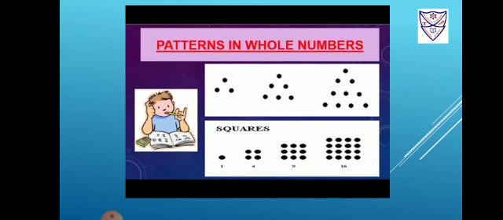Patterns in whole numbers. Now students, here what is used? Dots are used. So students, here you can see by using dots, which shape is made? Triangle. So how many dots are there in the first pattern? 3 dots are there. Now for the next pattern, how many dots are there? 1, 2, 3, 4, 5 and 6. 6 dots are there. Similarly, for the third pattern, how many dots are there? 10 dots are there and the shape is the same, triangle.